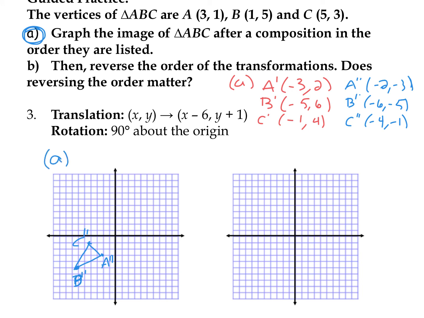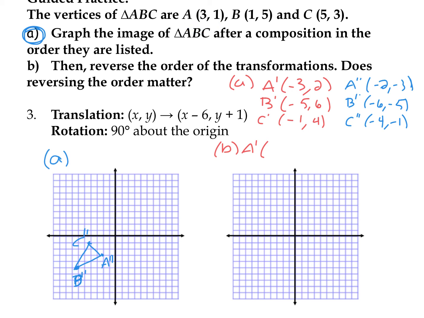Now for B, we're going to reverse the order. So we're going to do the rotation first, then the translation, okay? So first the rotation. So A prime, we're going to take this point, and we switch the x and y, and then switch the sign of the new x coordinate.